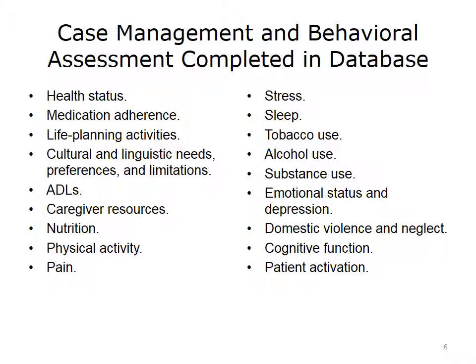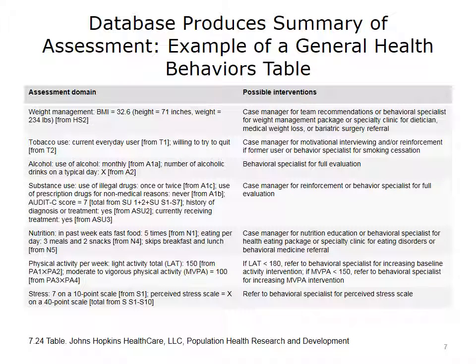JCHIP also asks patients about their emotional status and depression, domestic violence, and neglect, because those things often need to be a part of an overall population health and care management intervention. The database produces a summary of the assessment. So when the case manager or health behavior specialist has completed and entered the assessment, the software will produce some assessment domains and possible interventions for each of those domains. So for example, in weight management, we see that a patient has reported that their BMI is 32.6.